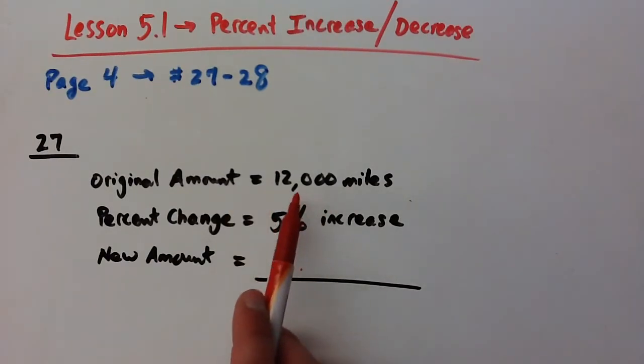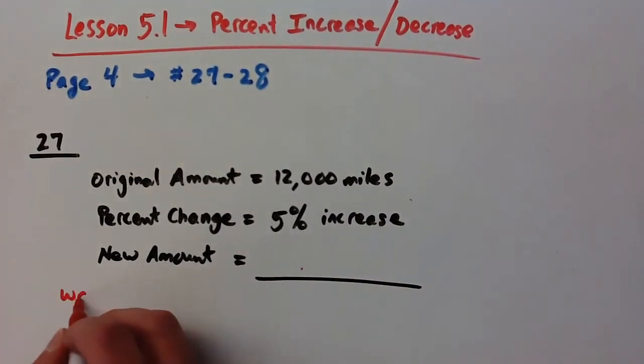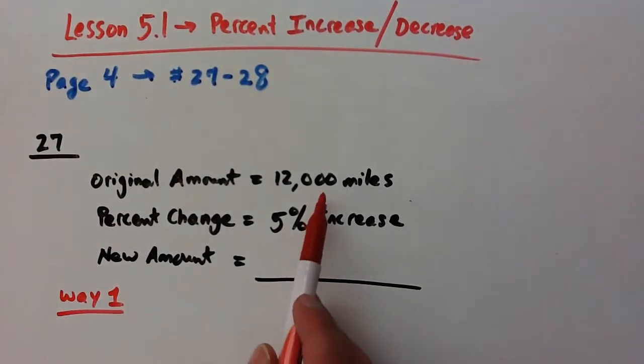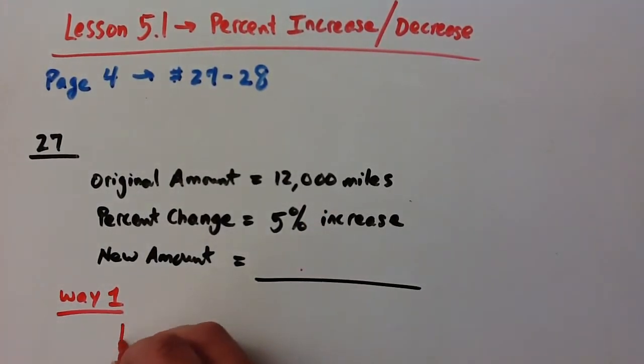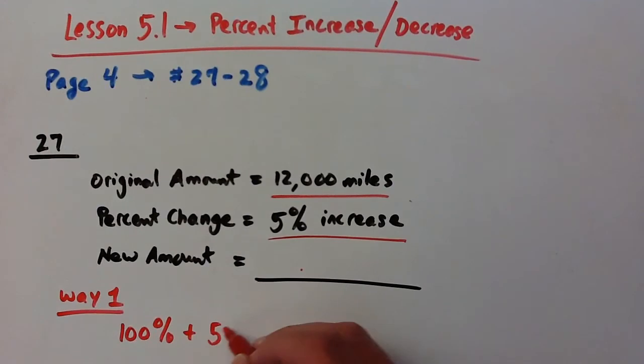So our original amount for number 27 is 12,000 miles, and we have a percent change of 5% increase. Okay, so I'm going to teach you two ways to think about this. Way number one is take your original amount, which is 100%. 100% is the full amount, so the full amount would be 12,000. I have the full amount, which is 100%, and I am adding 5% to that. I am increasing the amount by 5%.